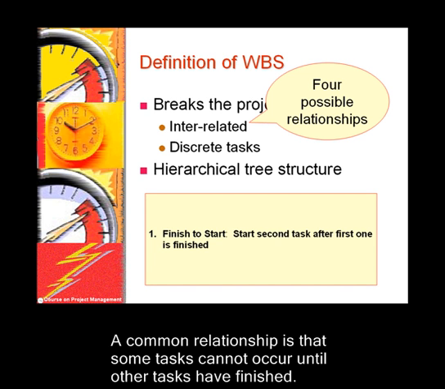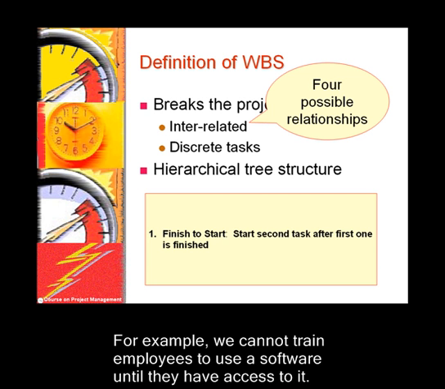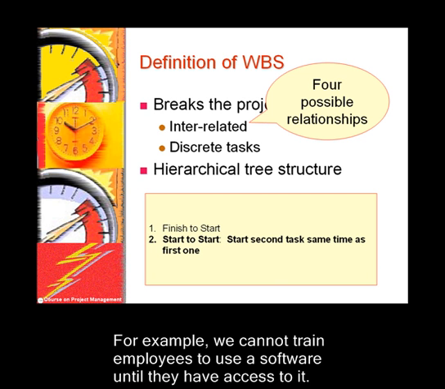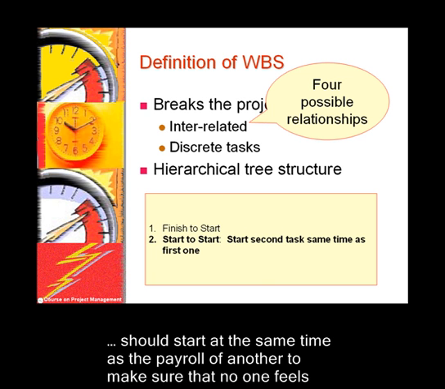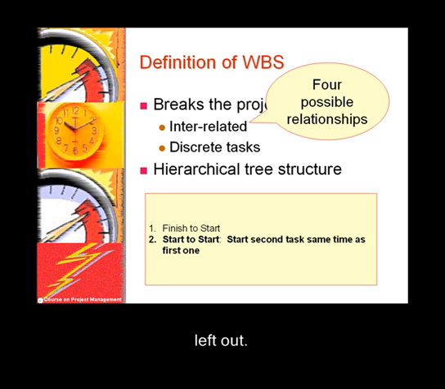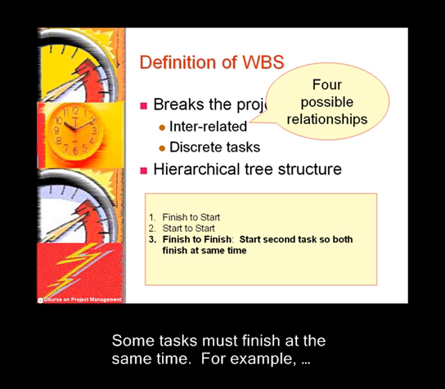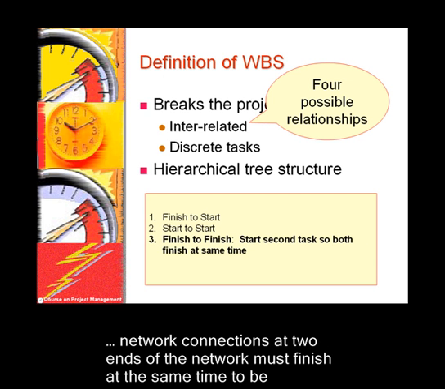A common relationship is that some tasks cannot occur until other tasks have finished. For example, we cannot train employees to use a software until they have access to it. Some tasks must start together. For example, payroll of one department should start at the same time as the payroll of another to make sure that no one feels left out. Some tasks must finish at the same time. For example, network connections at two ends of the network must finish at the same time to be effective.